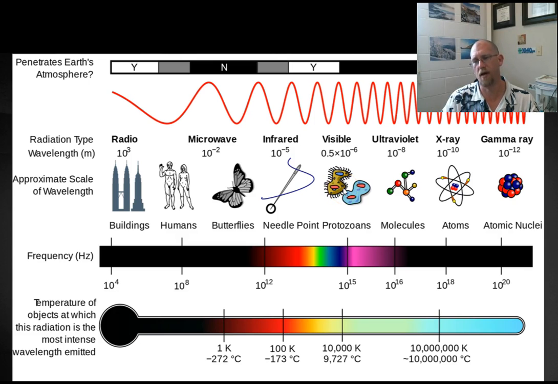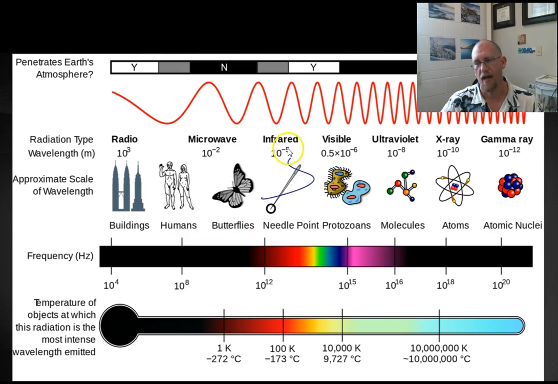Here's a little spectrum review for you. A radio wave is very, very long, something like 10 to the third meters long. And so there are buildings that are measured in 10 to the third meters. Radio waves are very long things. Microwaves are shorter. Now we're looking at 10 to the negative second. So something that you would measure in centimeters, like butterflies.